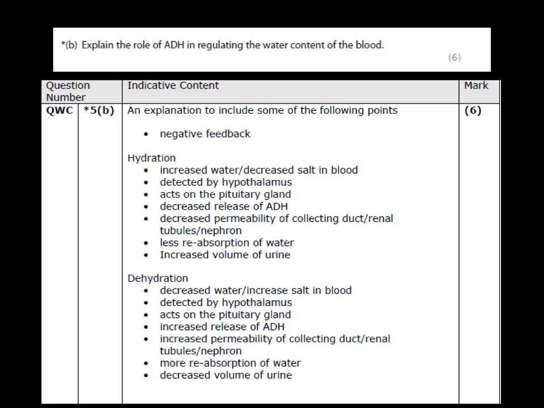So from the mark scheme, we need to make sure that we have talked about the negative feedback that is occurring. During a period of hydration, when there is lots of water, we have an increased amount of water in the blood. This is detected by the hypothalamus, which acts on the pituitary gland, causing it to decrease its release of ADH, so it releases less antidiuretic hormone. This causes a decrease in permeability of the nephron, meaning that we reabsorb less water, resulting in increased volume of urine that will be less concentrated.